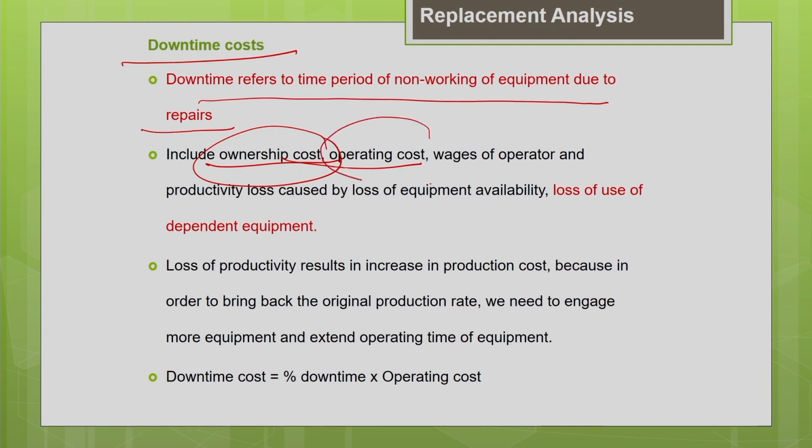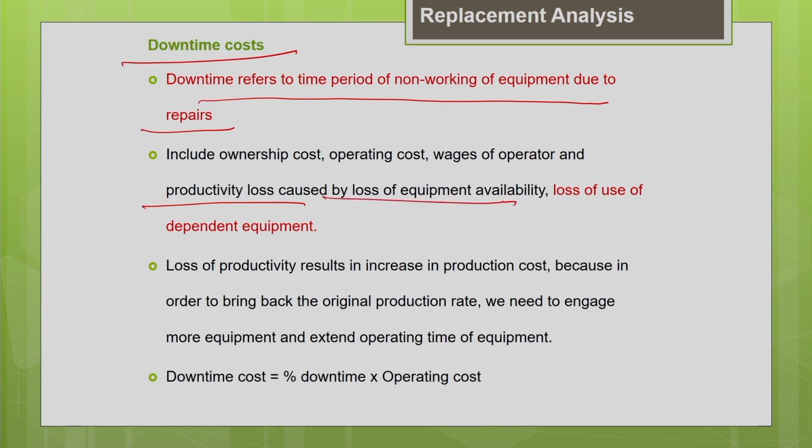The other one is the operating cost. Even though the machine is in the repair yard, you have to pay the wages for the operator. So we are bearing some operating cost. And another thing is your productivity loss. Since the machine is not available for the productive job, we are facing a loss in productivity. Because of that, there will be some increase in cost. So that is another important thing.